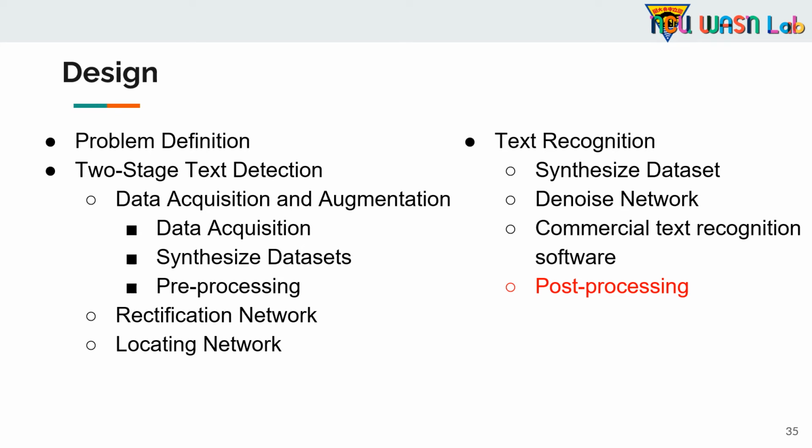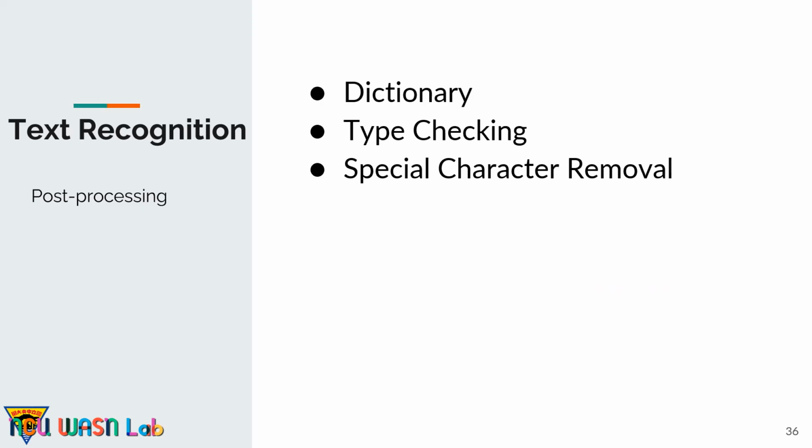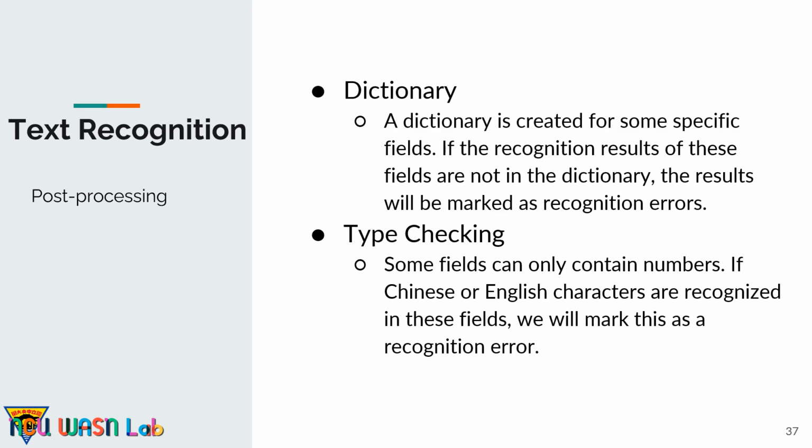And after the text recognition software recognizes the text in the license, there are usually some errors in these identification results. So we came up with post-processing to correct this problem. And we propose 3 tricks to fix unreasonable results. The first one is dictionary. A dictionary is created for some specific fields. If the recognition result of these fields is not in the dictionary, the result will be marked as recognition error.